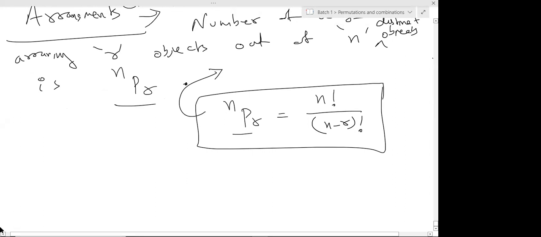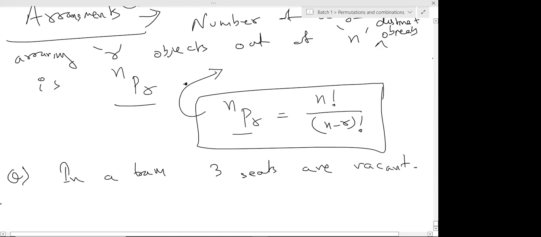Write down a question. In a train, 3 seats are vacant. In how many ways can 5 passengers sit?